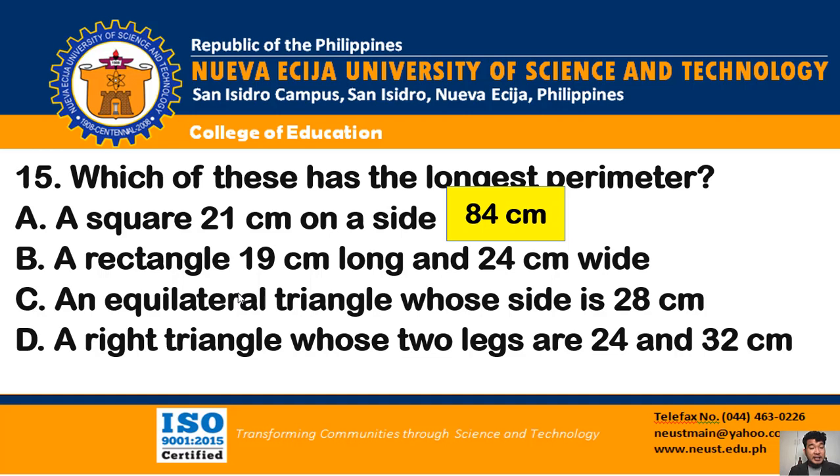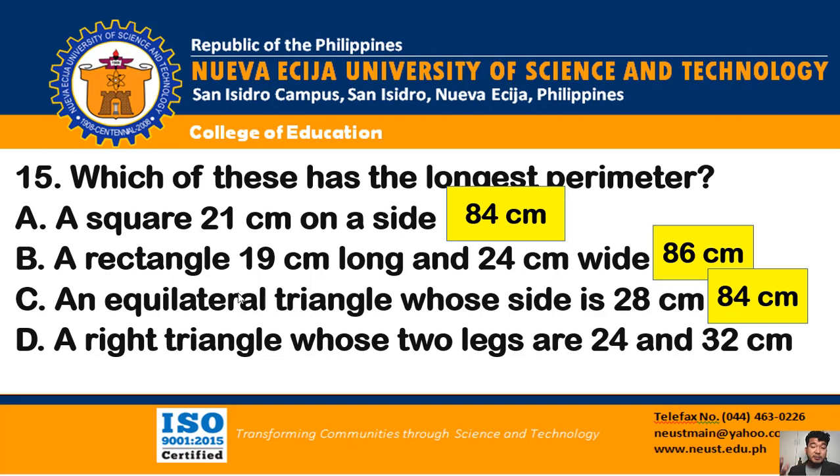Letter B, a rectangle 19 cm long and 24 cm wide. So the perimeter is 2 times 19 plus 2 times 24, which is 86 cm. Letter C, an equilateral triangle whose side is 28, meaning 28, 28, 28, you add, that is 84. Then letter D, a right triangle whose two legs are 24 and 32. So you have to solve first for the hypotenuse.